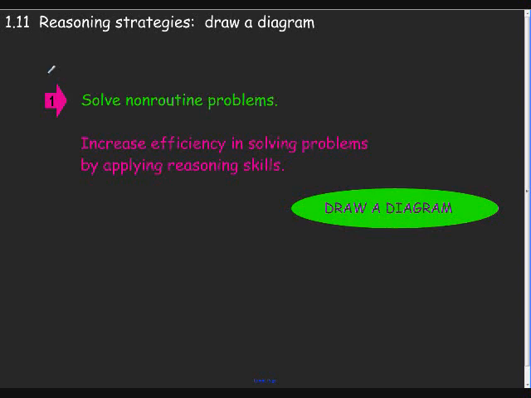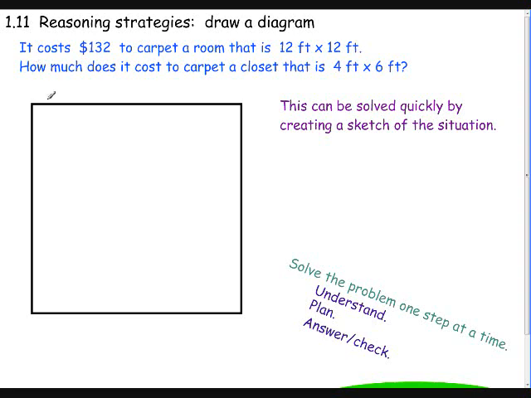The other thing we want to pay attention to here is reasoning strategies. This is in section 11. Non-routine problems. Those are the interesting ones. Drawing a diagram. This is almost always useful. At least it is for me. I guess some of us are more visual than others, but I think drawing a diagram is quite helpful. Let's try solving this. This is considered a non-routine problem. It costs $132 to carpet a room that is 12 feet by 12 feet.